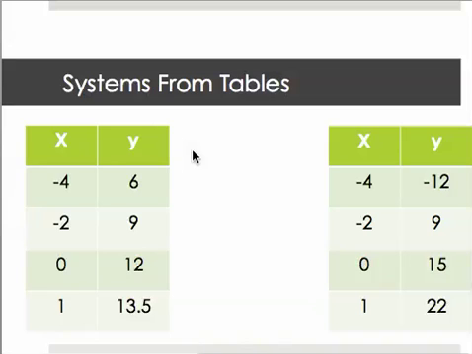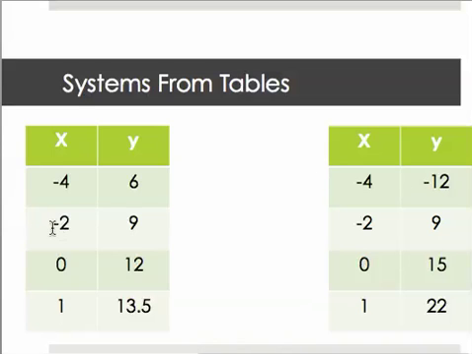And how are we going to do that? Okay? Well, if you remember, a solution is basically where the variables equal the same thing. So I don't have lines here, but I do have x and y tables. So we're going to see where they are the same. Over on the left side, we have negative 4, positive 6. And here we have negative 4, negative 12. Those are not a solution because they're not the same.